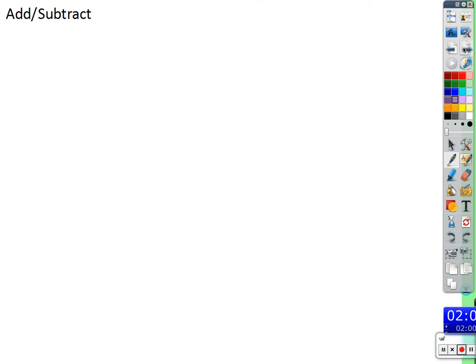Let's skip that one. Let's go to add, subtract, so that we have enough time to play this game. Let's start with 2/3 plus 3/4. Try to use, because I'm about to ask, why do we do what we do when we add these fractions together?